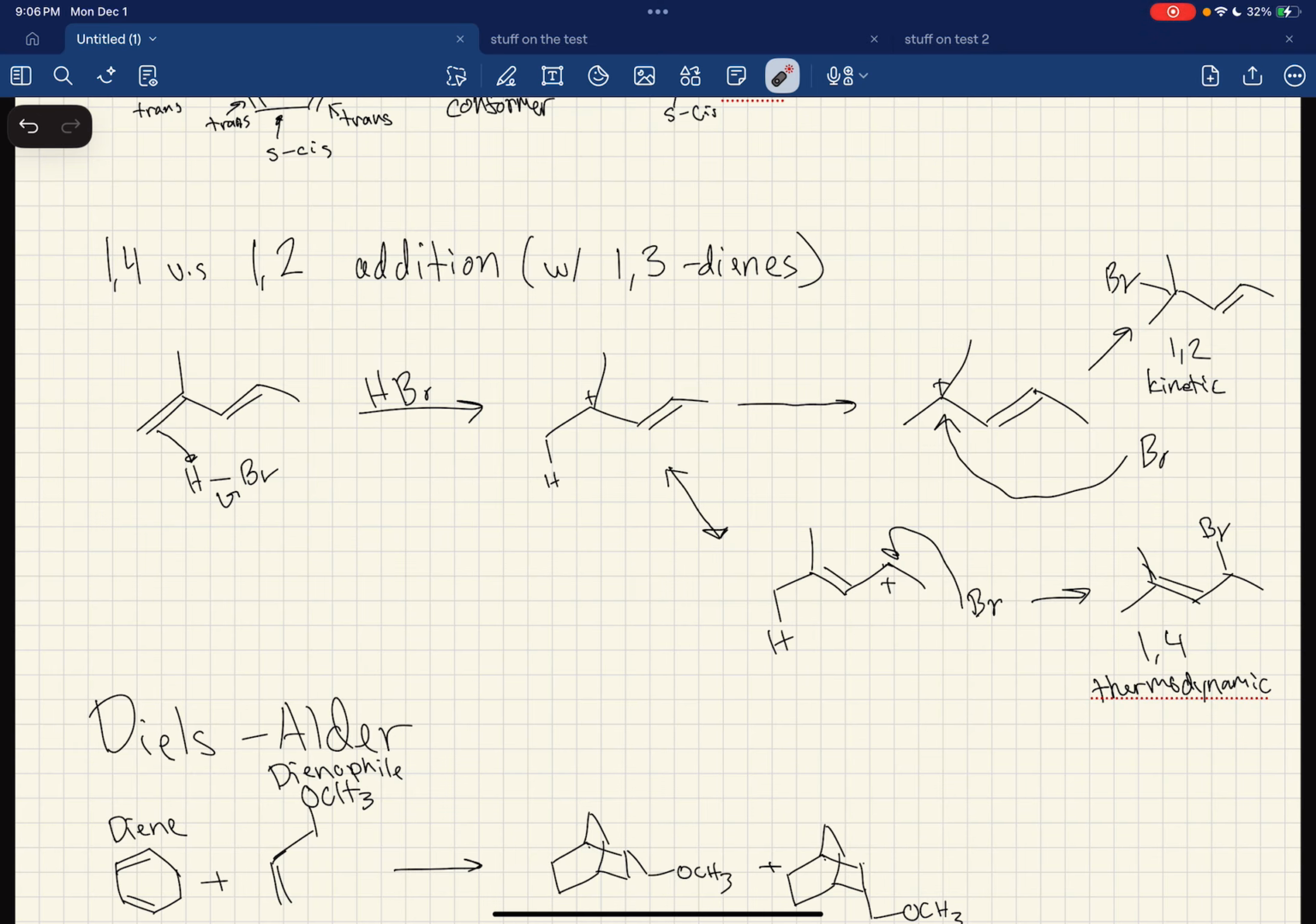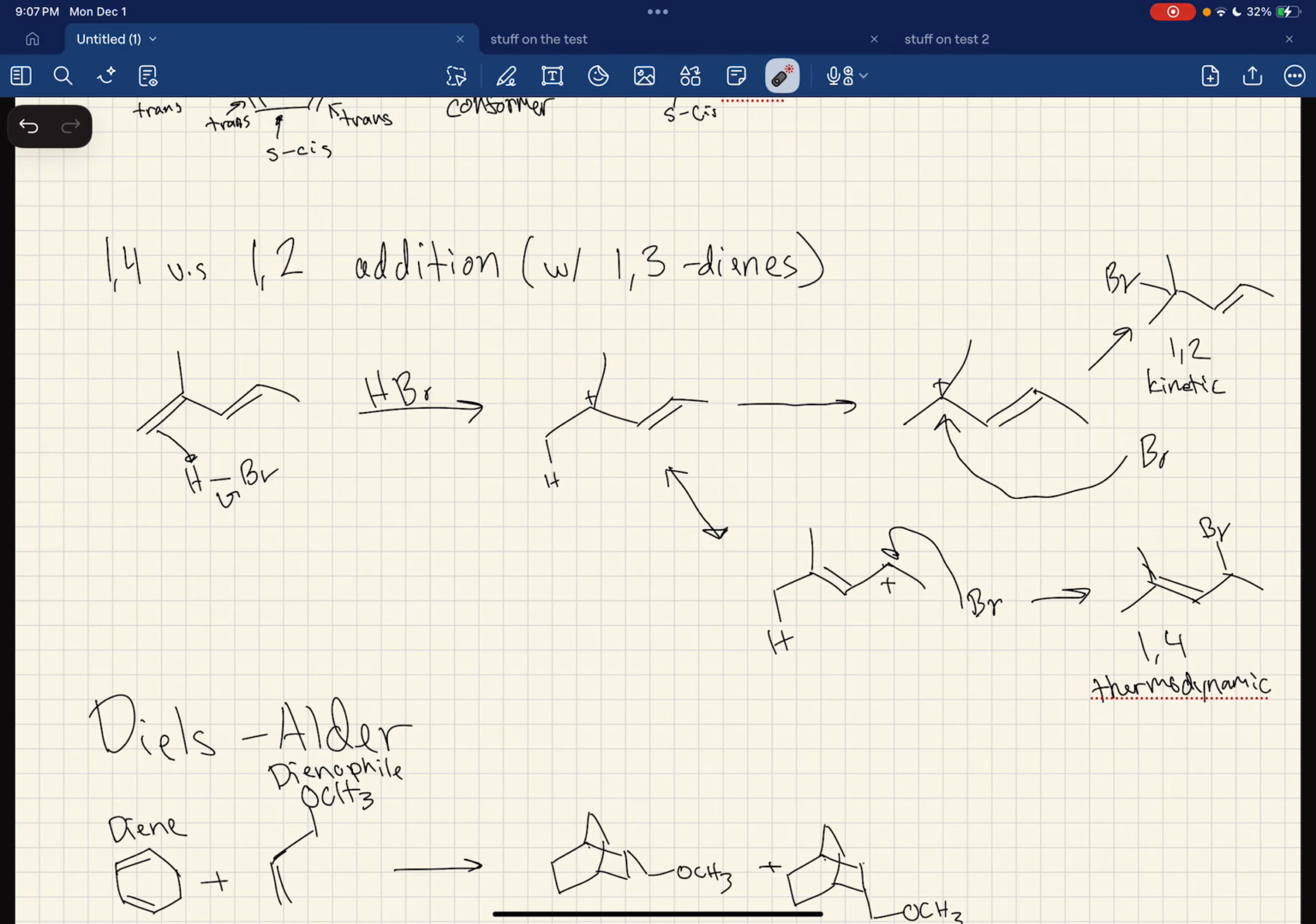And why is it the kinetic product? It's because this carbocation is pretty stable. This is a stable carbocation, which means that the activation energy to get to this carbocation will be lower. The rate determining step is going to be this, and is going to be determined by the stability of that carbocation.